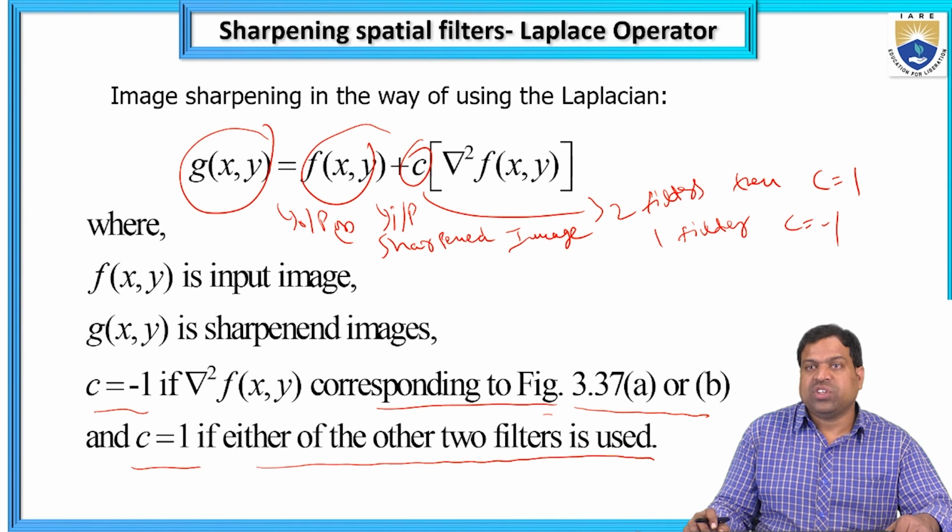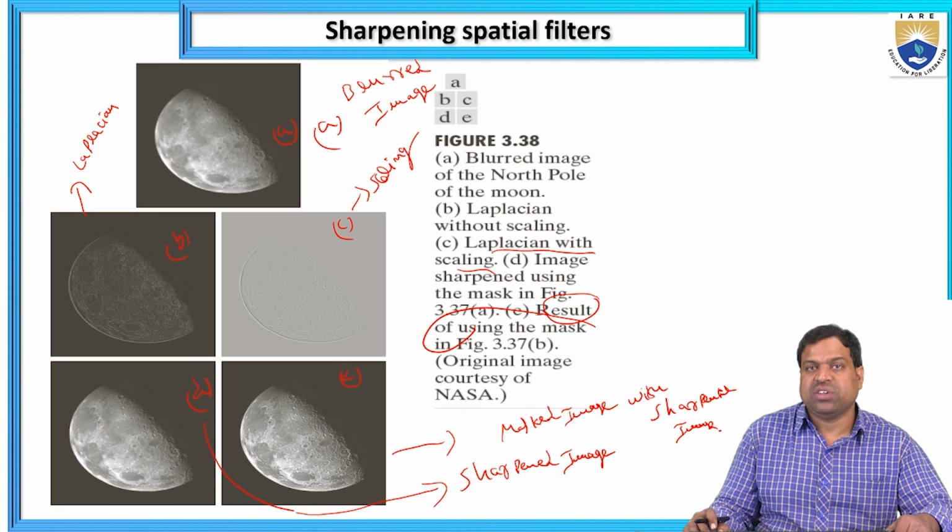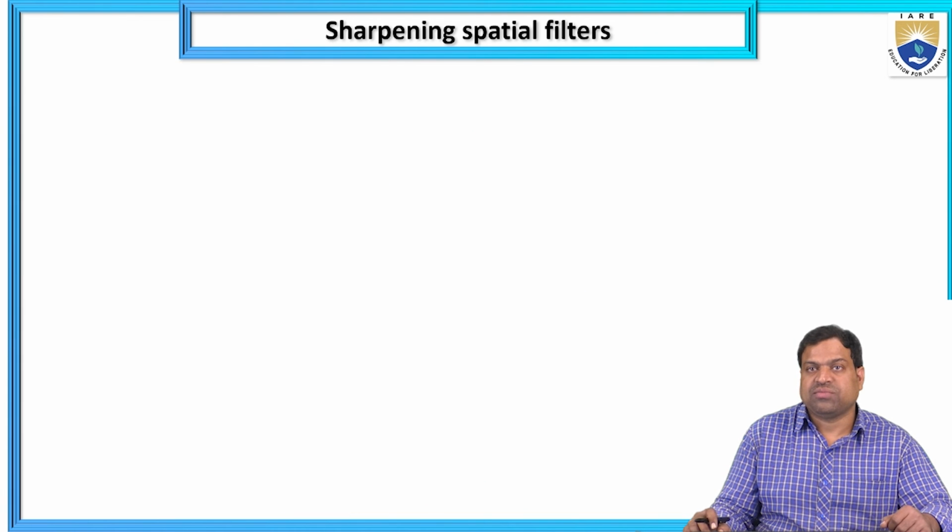And it is the equation for the Laplacian operation with the sharpening spatial filter: g of x comma y equal to f of x comma y plus c into delta square of f of x comma y. Here are some examples: figure A is a blurred image, B is the Laplacian without scaling, C is the Laplacian with scaling, D is the image using the mask, and the final one is the original image with adjusted sharpening.